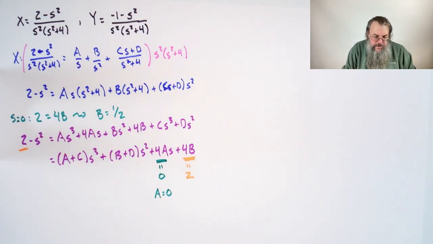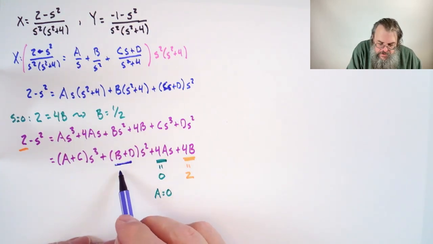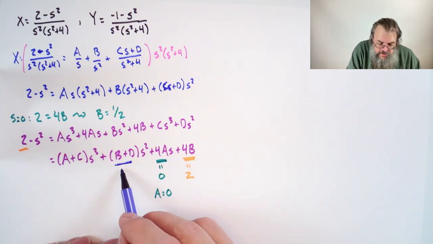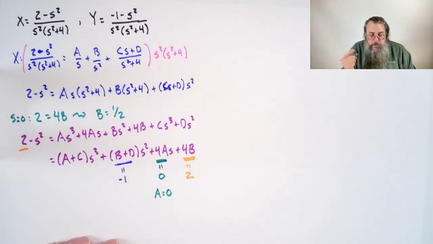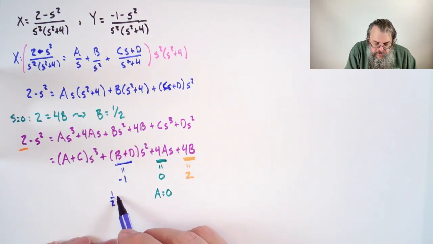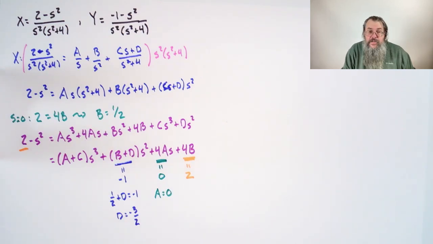Okay, well, what about this b plus d? That's got to equal what's over here, which is minus s squared. So that says it's got to equal minus 1. Now, this is a case where we know what b is. So a half plus d has to equal minus 1. So d must equal minus 3 halves. All right, no worries. Now we know d.